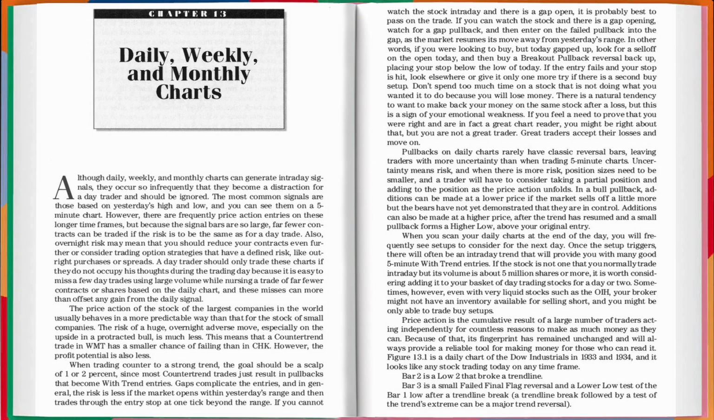The price action of the stock of the largest companies in the world usually behaves in a more predictable way than that for the stock of small companies. The risk of a huge overnight adverse move, especially on the upside in a protracted bull, is much less. This means that a countertrend trade in WMT has a smaller chance of failing than in CHK. However, the profit potential is also less. When trading counter to a strong trend, the goal should be a scalp of 1 or 2%, since most countertrend trades just result in pullbacks that become with-trend entries.